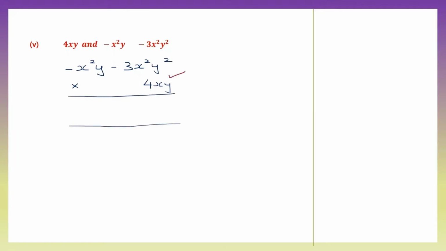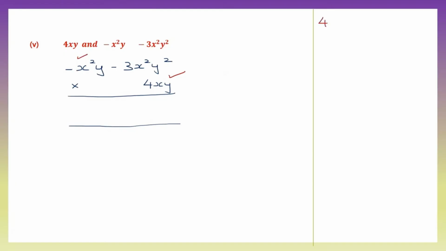Question 5. 4xy and minus x square y minus 3x square y square. So we can write that first. Minus x square y into minus 3x square y square into 4xy. So now we're going to multiply. So let's start. We'll start with 4xy and minus x square y.